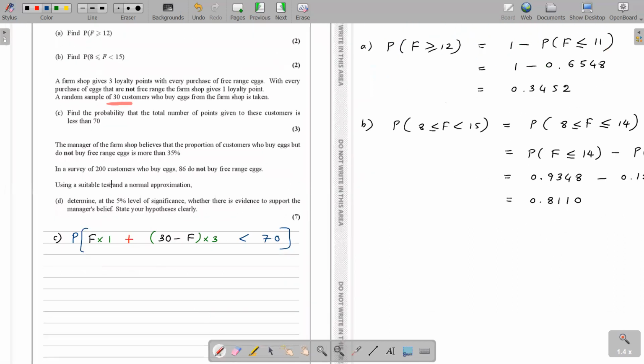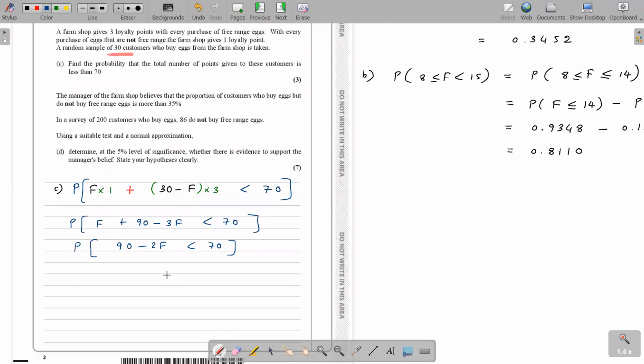So all you have to do here is solve this inequality. F into 1 is F. 30 into 3 is 90, minus 3F. Less than 70. So we get 90 minus 2F less than 70. Is that okay? So I get 90 minus 70 less than 2F. 90 minus 70 is 20. So basically I get F is greater than 10.